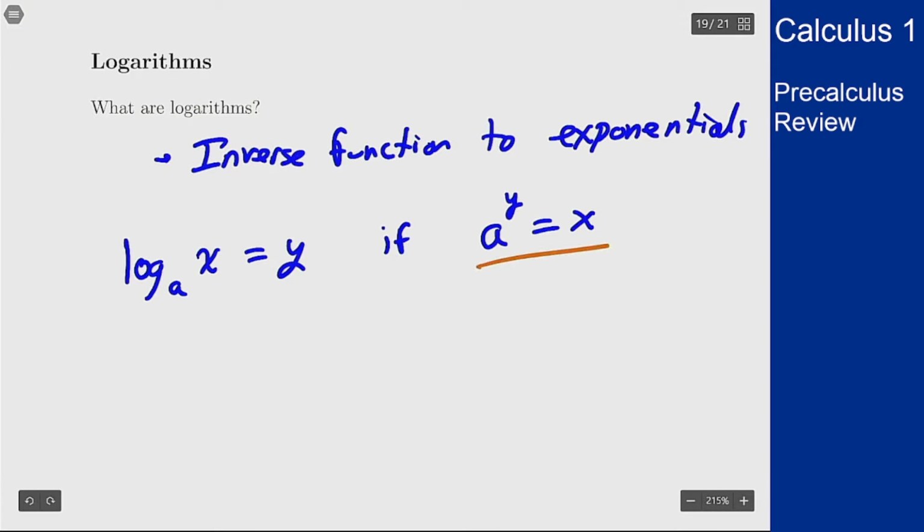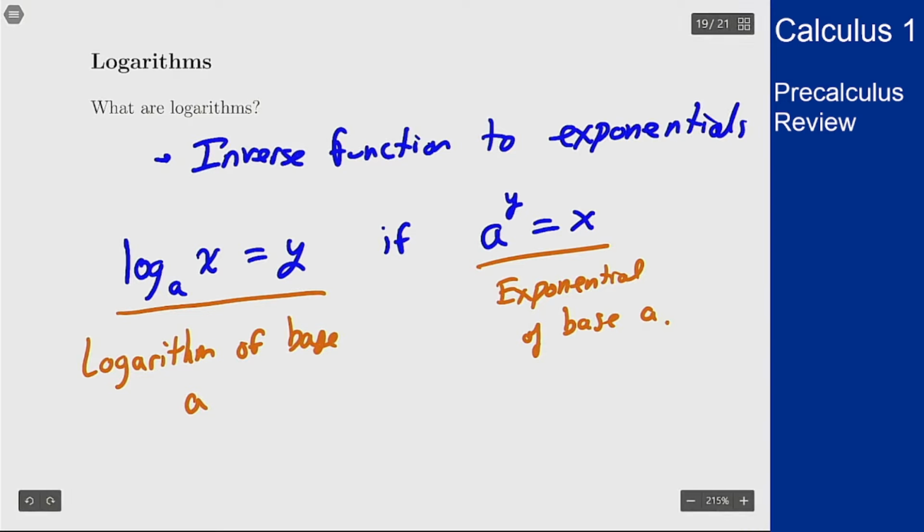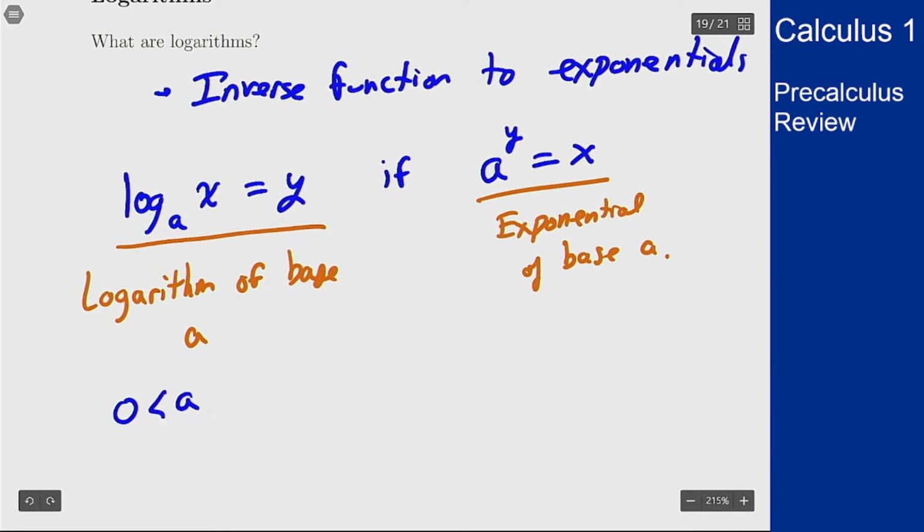This is the exponential function with base a. Its inverse is the logarithmic function of base a. Now, for this to make any sense, I need to have a bigger than 0, otherwise the exponential is not defined, so the log isn't either. But I also need it to not be 1. And why is that? That's because the exponential of base 1 is just always 1, and so it doesn't have an inverse because there's no way to get a single output from that because everything is just 1 all the time.